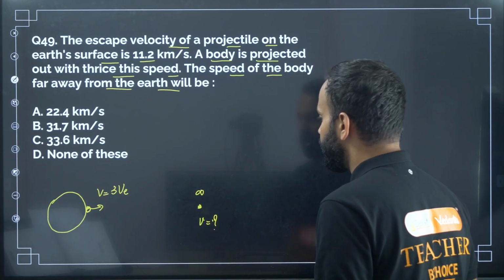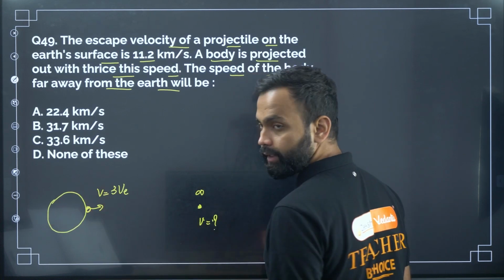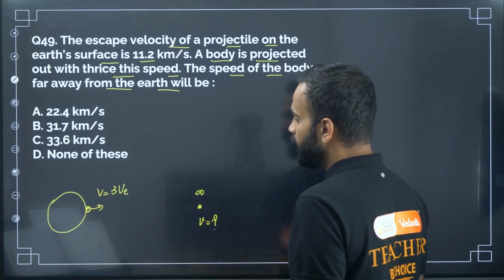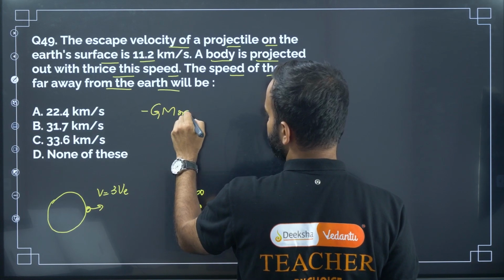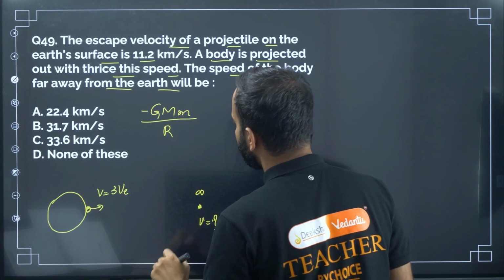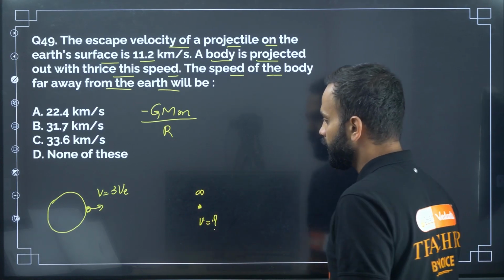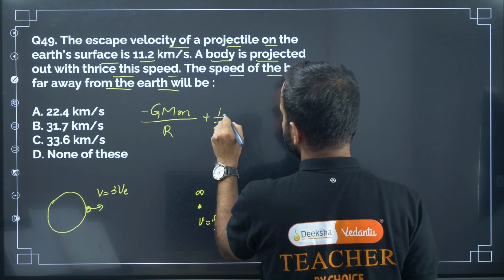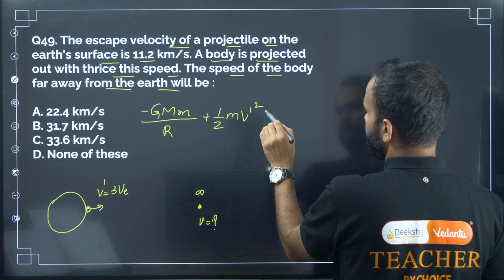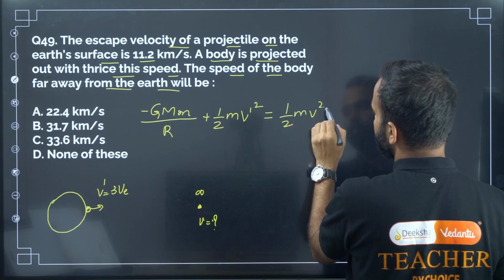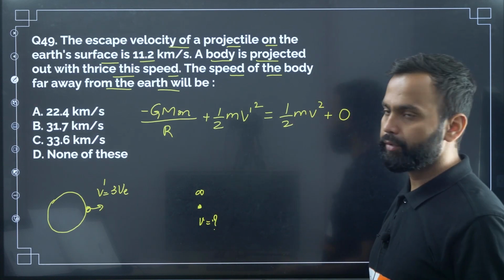Apply conservation of energy. Initial total energy equals final total energy. Initial total energy is gravitational potential energy, that is minus G M m divided by R, where capital M is the mass of the Earth and small m is the mass of the projectile, plus half m into v dash square. Equal to half m v square plus 0, where 0 is the gravitational potential energy at infinity, because R equals infinity.